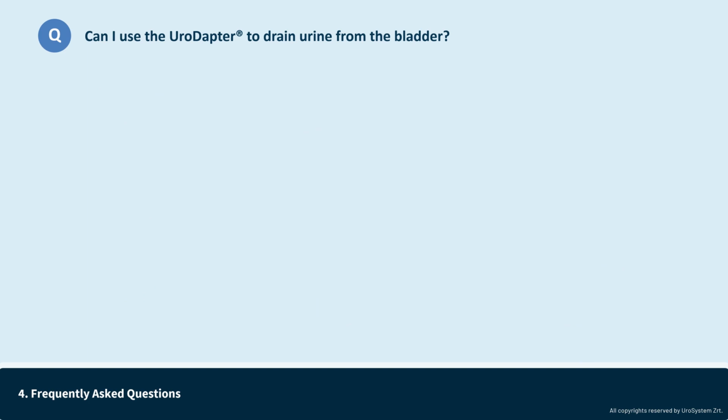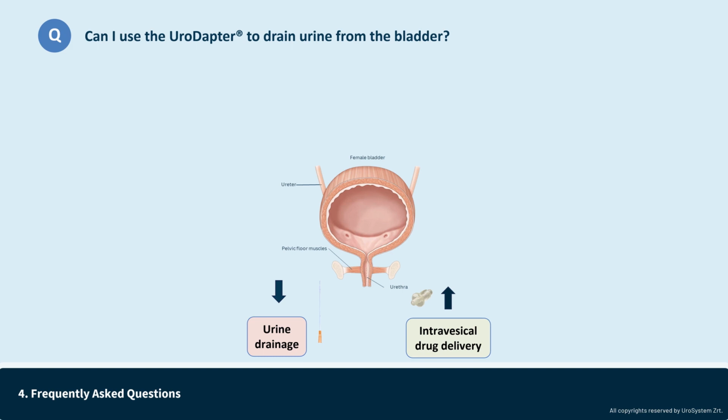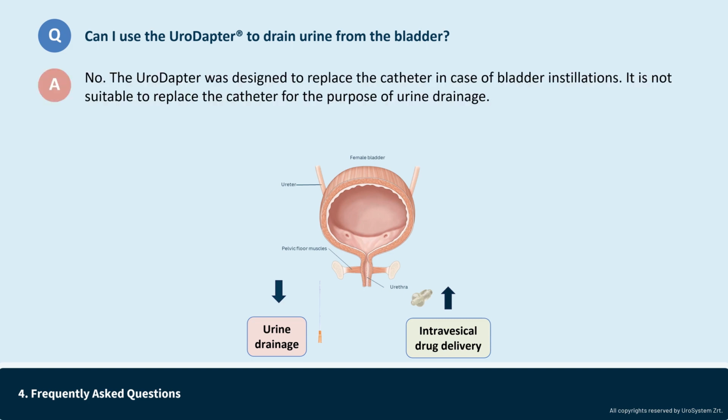Can I use the UroDapter to drain urine from the bladder? No. The UroDapter was designed to replace the catheter in case of bladder instillations, but not for draining the urine from the bladder. Therefore, it's not suitable to replace the catheter for the purpose of urine drainage.